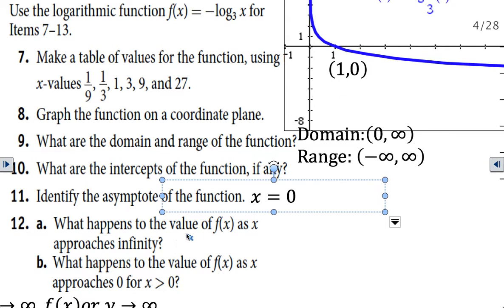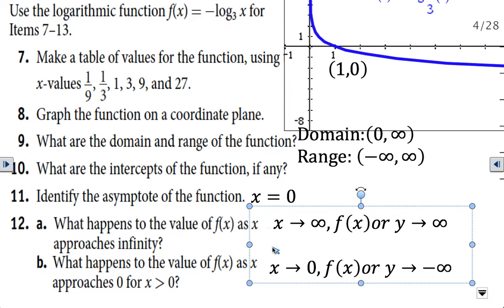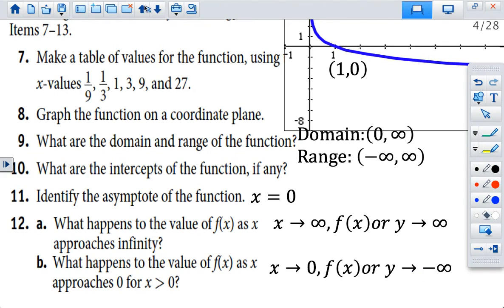All right. And because it's a vertical line, vertical asymptote. Let's see. All right. What happens to the value of f of x as x approaches infinity? And then as x approaches 0, we kind of talked about this as well several days ago. This is your math shorthand. So it just means as x approaches infinity, f of x or your y value will approach positive infinity. And then as x approaches 0, f of x or y will approach negative infinity. Okay. Hopefully you guys remember that.